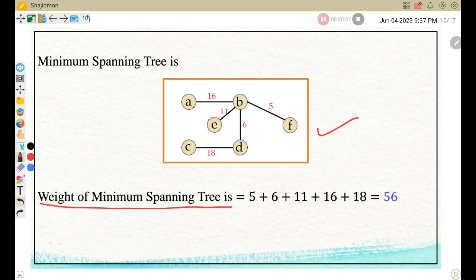Now we need to calculate the weight of the minimum spanning tree. What is the weight of the minimum spanning tree? Just add these numbers: 5 plus 6 plus 11 plus 16 plus 18. We will get a total weight equal to 56. That is the weight of the minimum spanning tree.